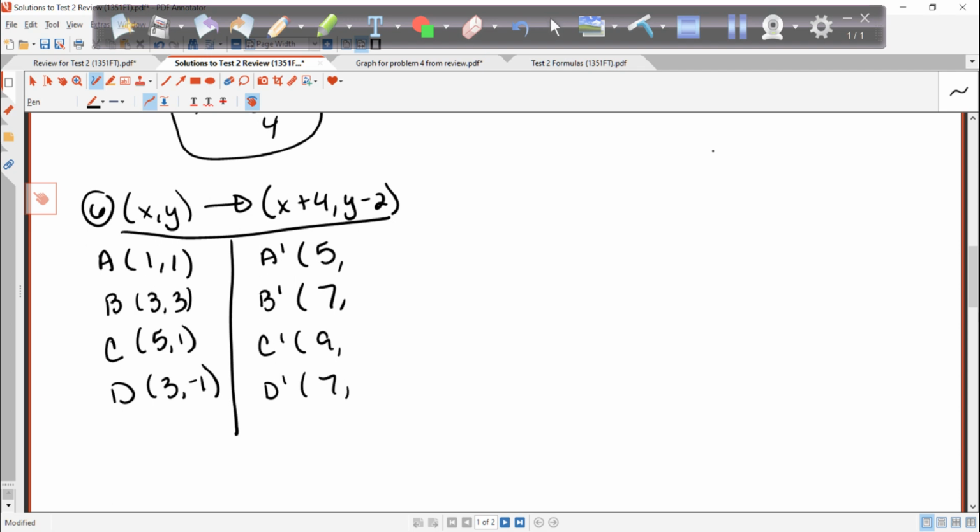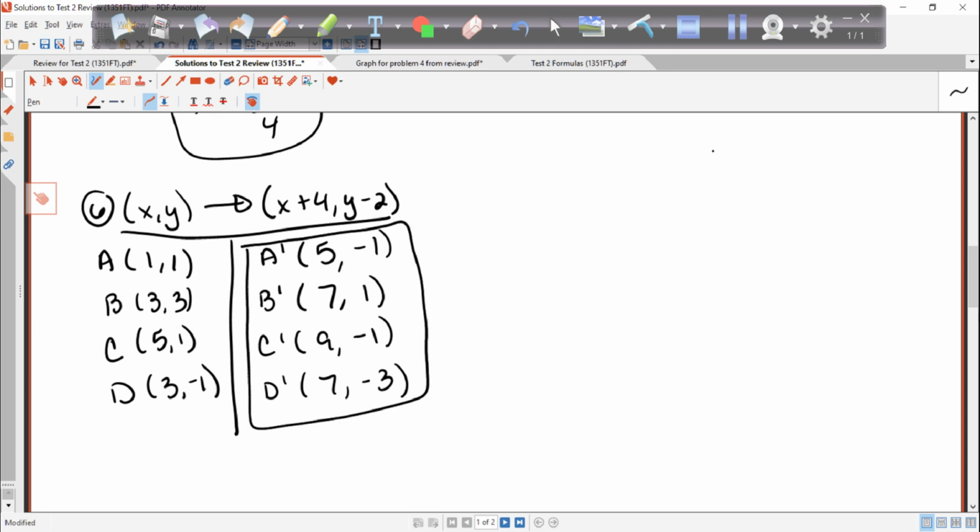Then I'm going to take the y value and subtract 2. 1 minus 2 is negative 1. 3 minus 2 is 1. 1 minus 2 is negative 1. Negative 1 minus 2 is negative 3. So these are the points after moving right 4 and down 2.